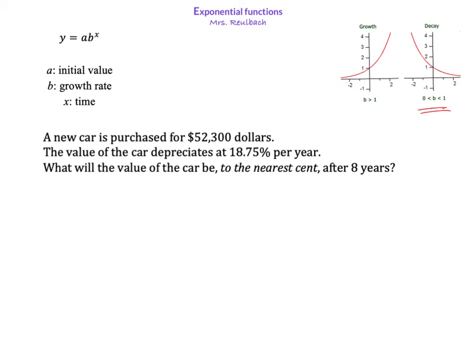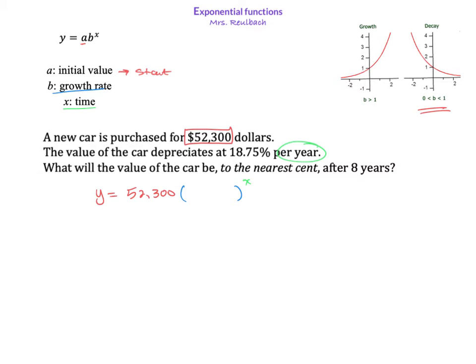Okay, so a new car is purchased for $52,300. So it's starting here. This, the initial value, is the start. And so y equals 52,300 is our starting value. We are now looking for our growth rate. What is our growth rate? And then we're going to raise it to time, and our time again is going to be in years.